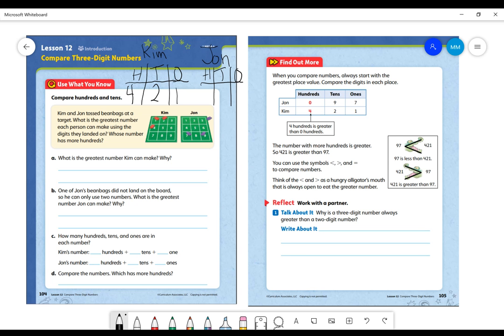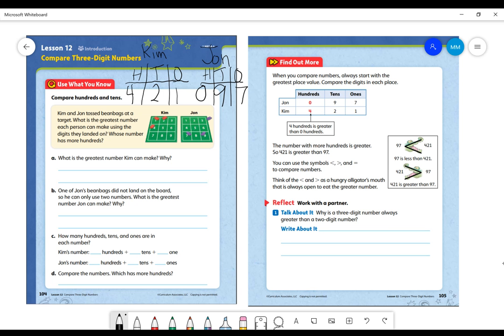Which digit is bigger? Would you rather have 7 Skittles or 9 Skittles? I'd rather have 9 Skittles. So I can't put it in the hundreds. So I'm going to put a 0 here. In my tens place, I'm going to have 9 tens and 7 ones. So Kim, the greatest number that Kim could make was 421. The greatest number that John could make was 97.